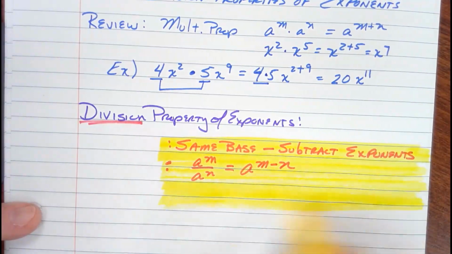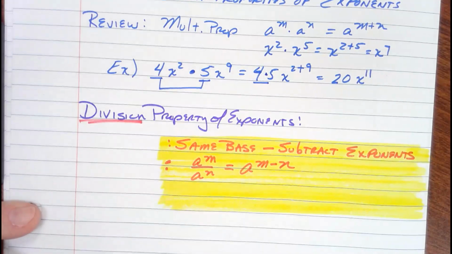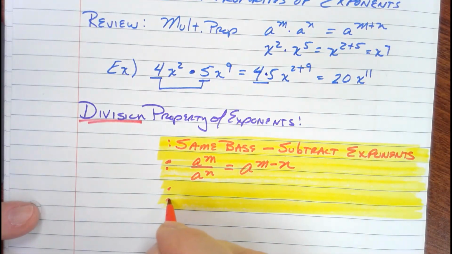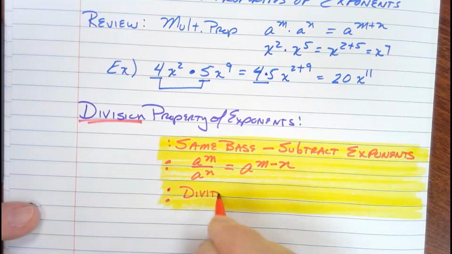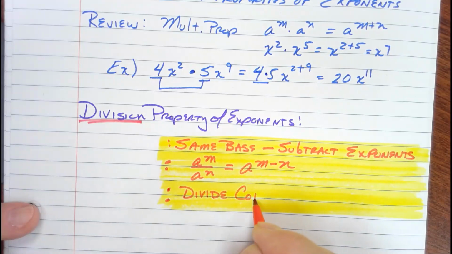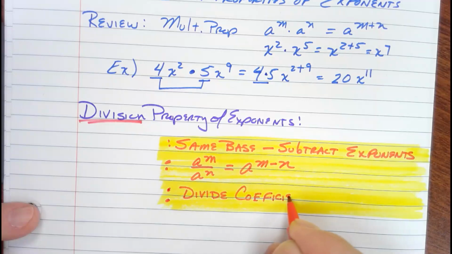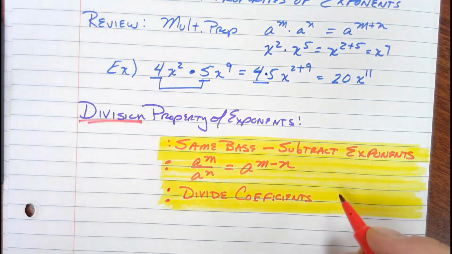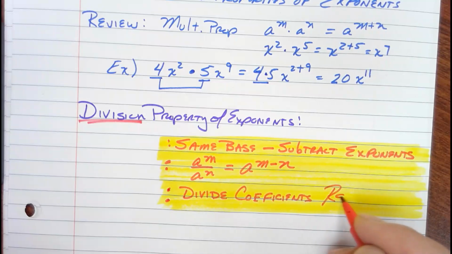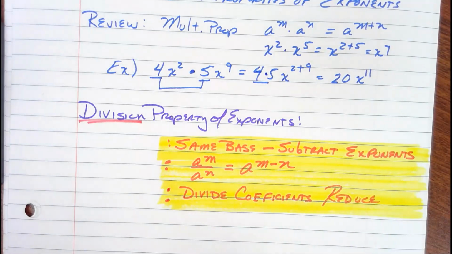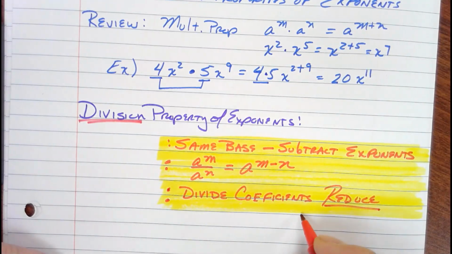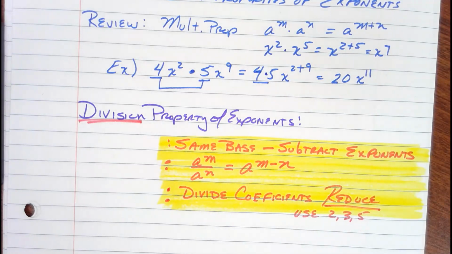So we also have coefficients, and if I multiply them up here, I'm going to divide the coefficients. This is also reducing, and we talked first semester about when I reduce, I'm going to use 2 and 3 and 5 to divide into those coefficients.